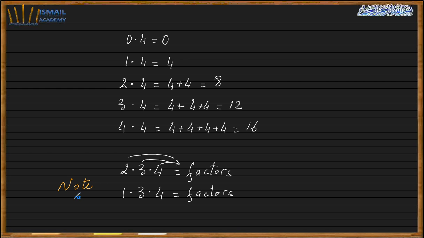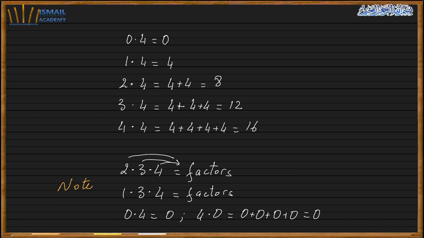The second note I want you to know is any number times 0 is always 0. Why? If I have 0 times a number, like 0 times 4, that means I have nothing. If I have 4 times 0, what does it mean? I have four zeros, 0 plus 0 plus 0 plus 0, which is 0. So a number times 0 is 0, and 0 times a number is always 0. Keep in mind, on both sides it is always 0.